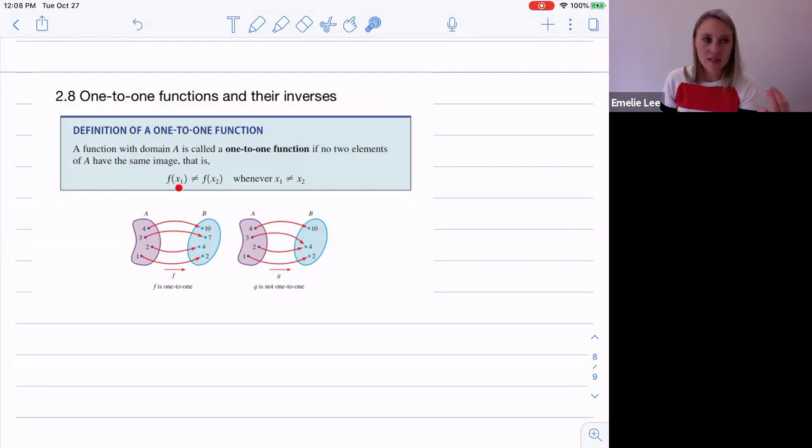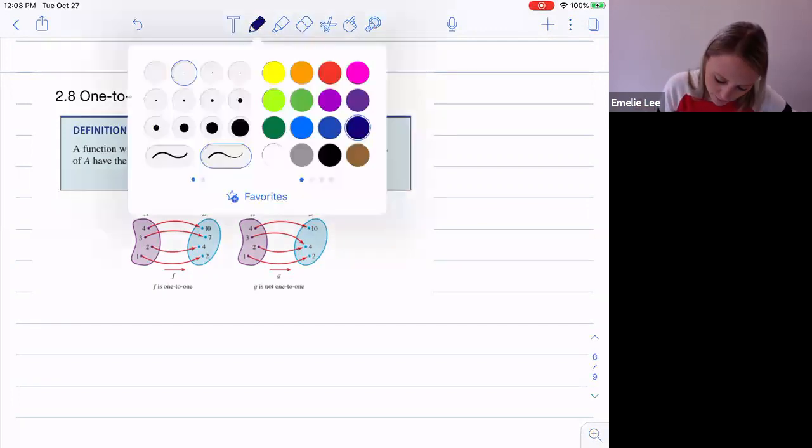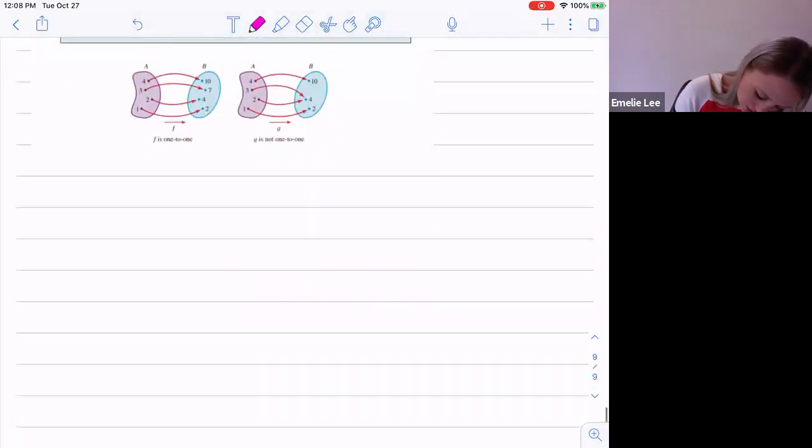So let's just read it. A function with domain A is called a one-to-one function if no 2 elements of A have the same image. That is, f of x1 does not equal f of x2 as long as x1 is not equal to x2. So we need one-to-one functions in order to find the inverse of a function. We're working up towards finding the inverse of a function, but first we need to determine if a function is one-to-one, because it only has an inverse if it is one-to-one. So I'll put in a pink note here.